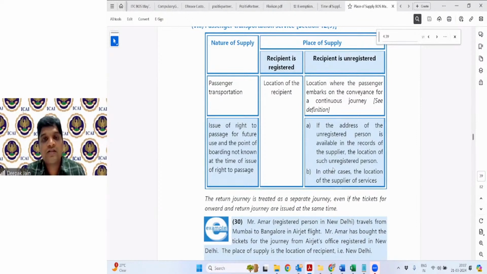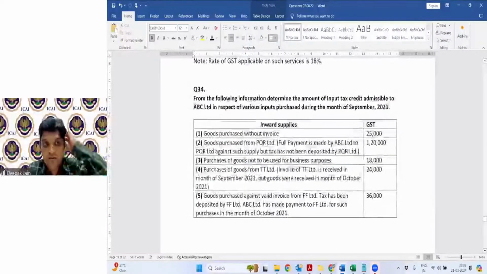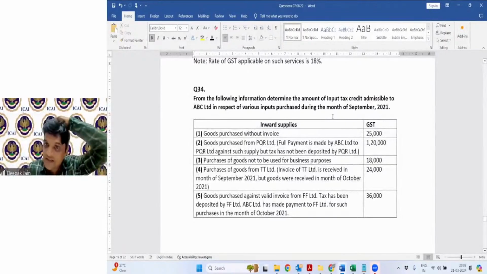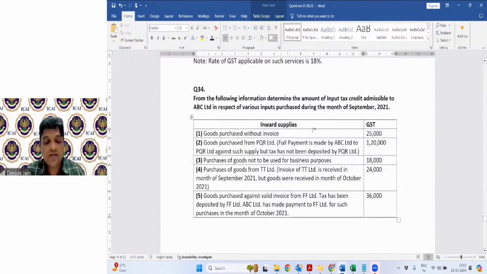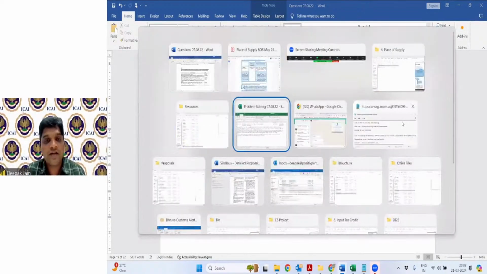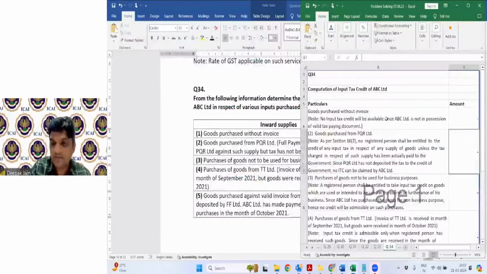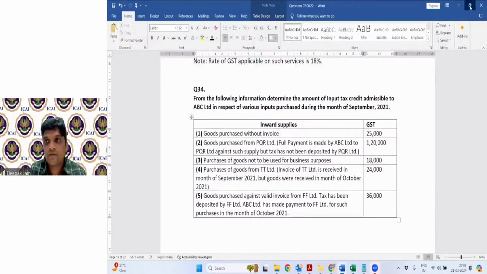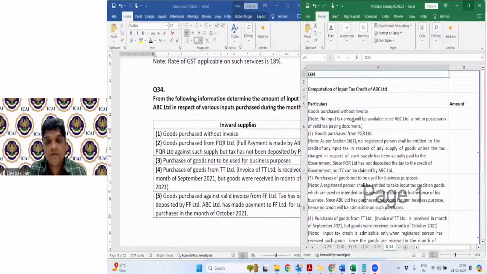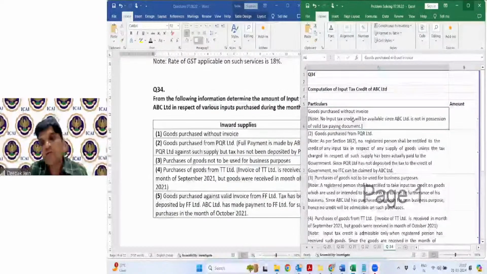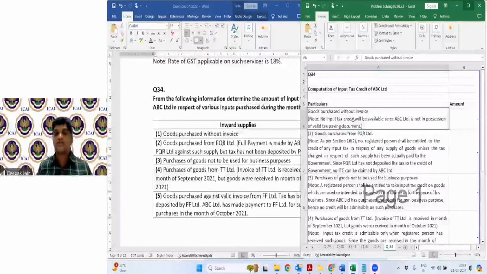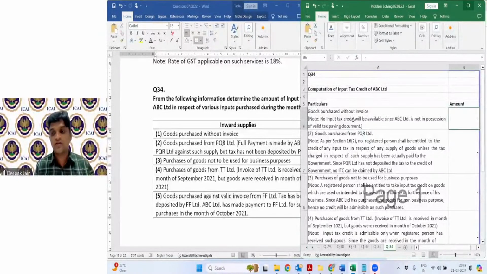Now let's go to a question where I started saying it already. From the following information, determine the ITC which is available. Goods purchased without invoice. तो इसके ऊपर आपको क्रेडिट मिलेगा क्या? Goods purchased without invoice, no input tax credit available since ABC is not in possession of a valid tax paying document. First requirement is you should have an invoice, right? In this case, you don't have an invoice, so credit is not admissible.